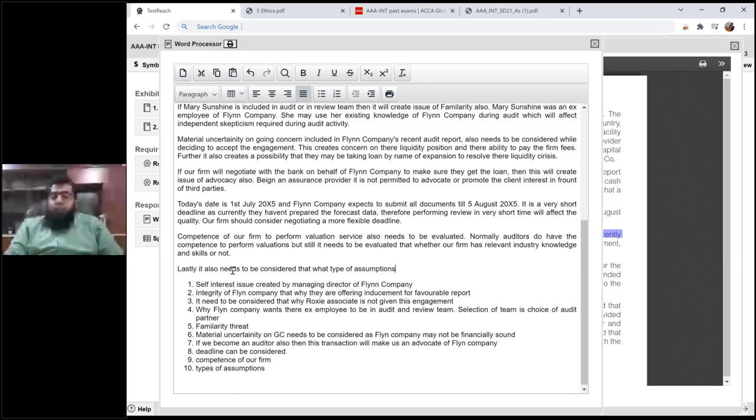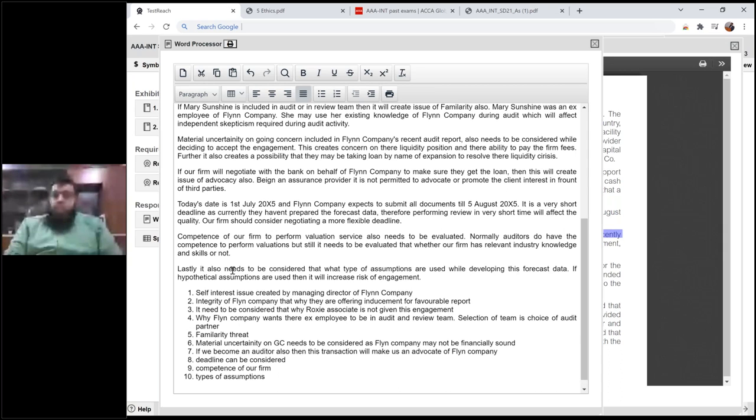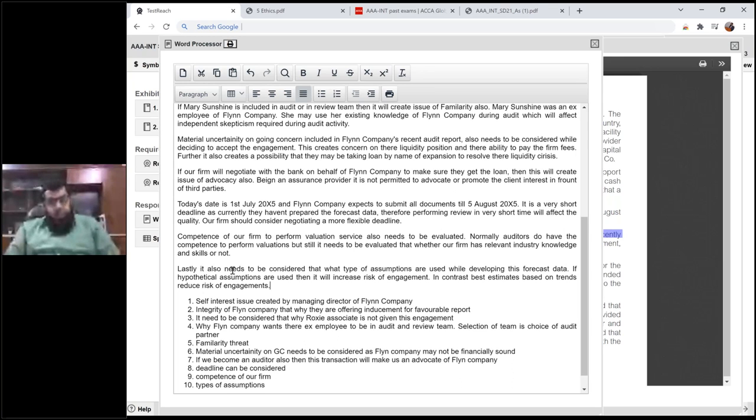If hypothetical assumptions are used, then it will increase risk of engagement because hypothetical assumptions are more risky. Hypothetical assumptions are baseless assumptions. In contrast, best estimates based on trends reduce risk of engagement. Now see, there are two types of things: one is hypothetical assumptions and one is best estimates.